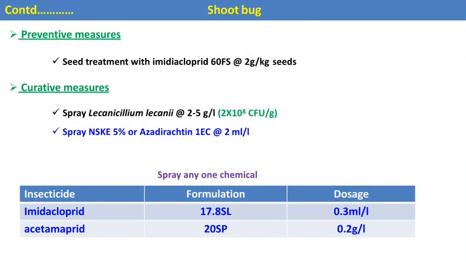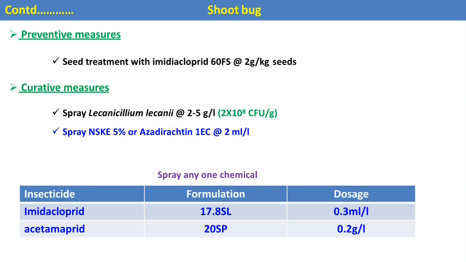Then how can we manage these shoot bugs or Delphacids in sorghum crop? Before sowing, we can use imidacloprid for seed treatment at the rate of 2 gram per kg of seeds. Then we can also use a yellow sticky trap to attract the adults of this shoot bug. Then Lecanicillum lecanii. In case of curative measures, Lecanicillum lecanii is an entomopathogenic fungus effective against all the sucking pests. Here we can also use this Lecanicillum lecanii.